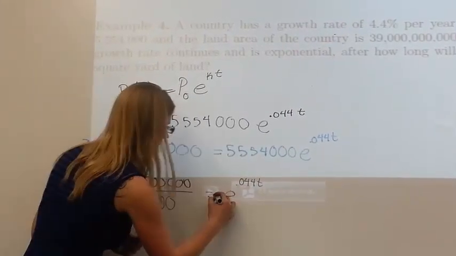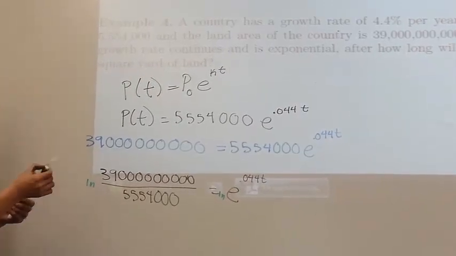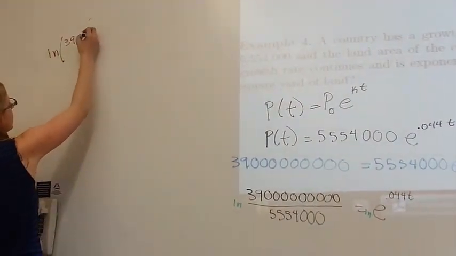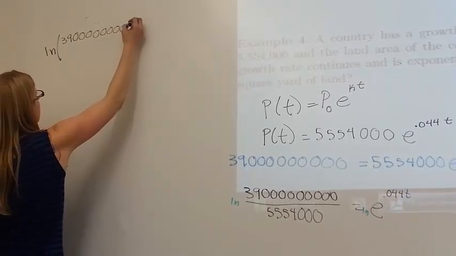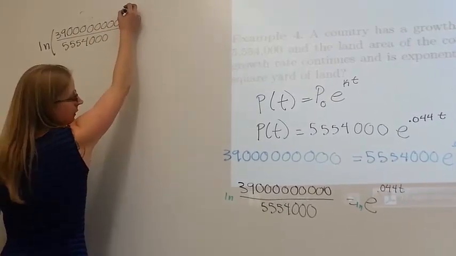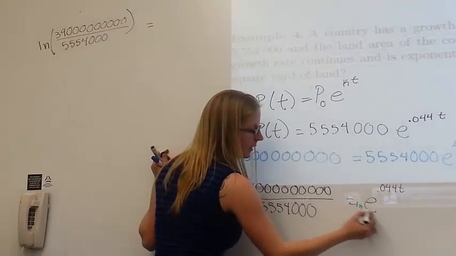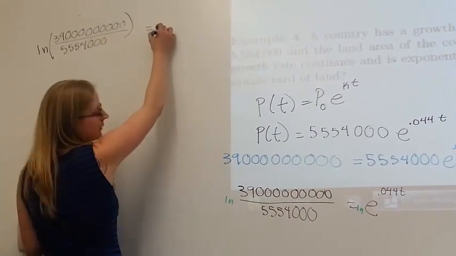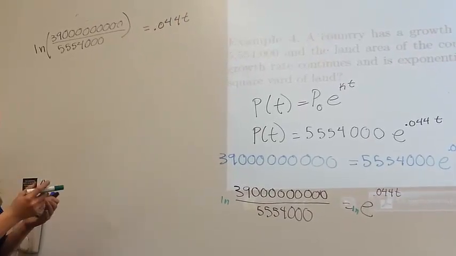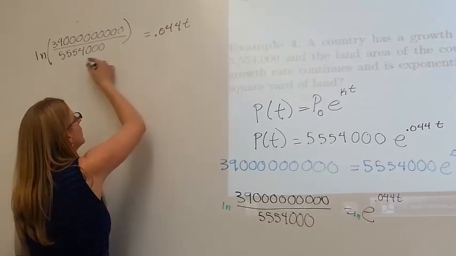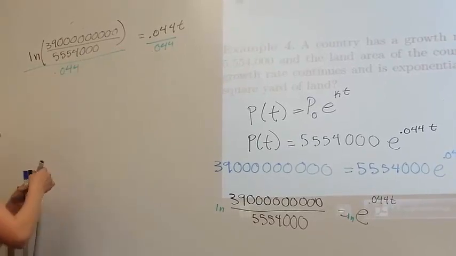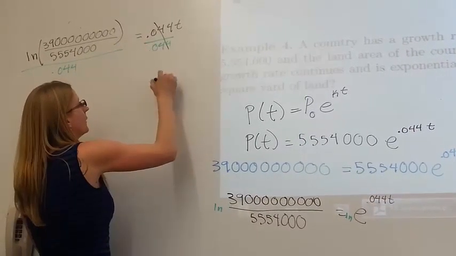What's nice is, then what could I do? Take ln of both sides. So when I take ln of both sides, I've got ln of 39 billion over 5,554,000 equals, and this ln and e went away, right? So on this side, what did I have? 0.044t. And again, what are we trying to solve for? Time. So I need to divide by 0.044. That would go away, and that would give me my time.